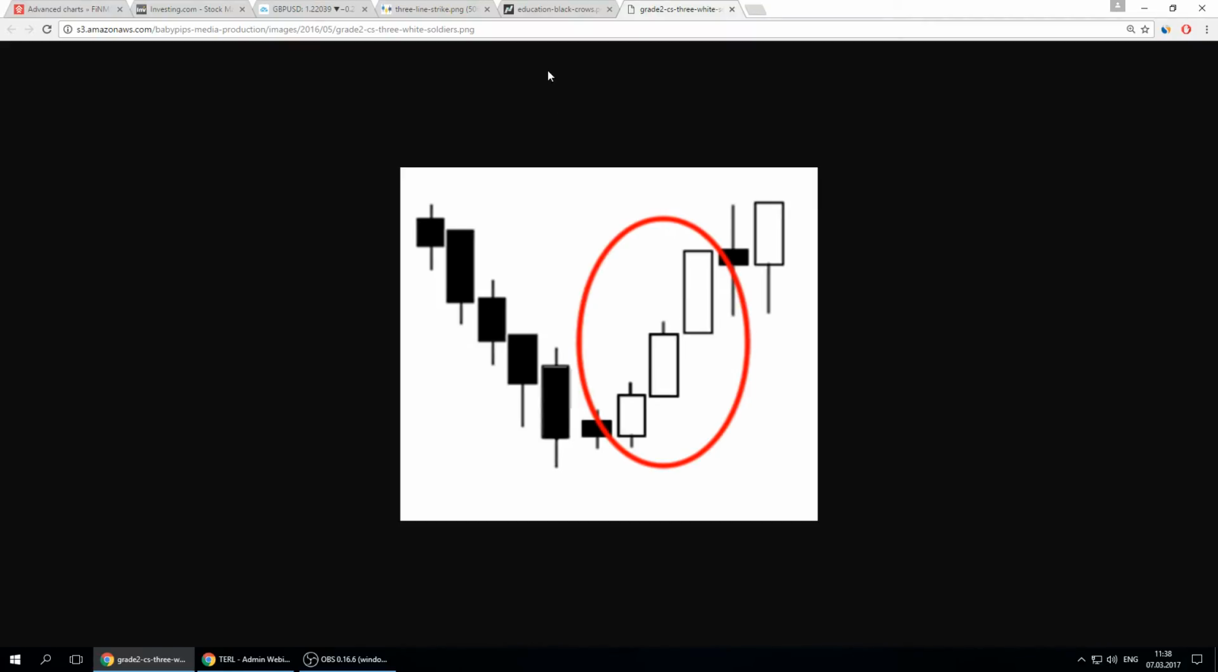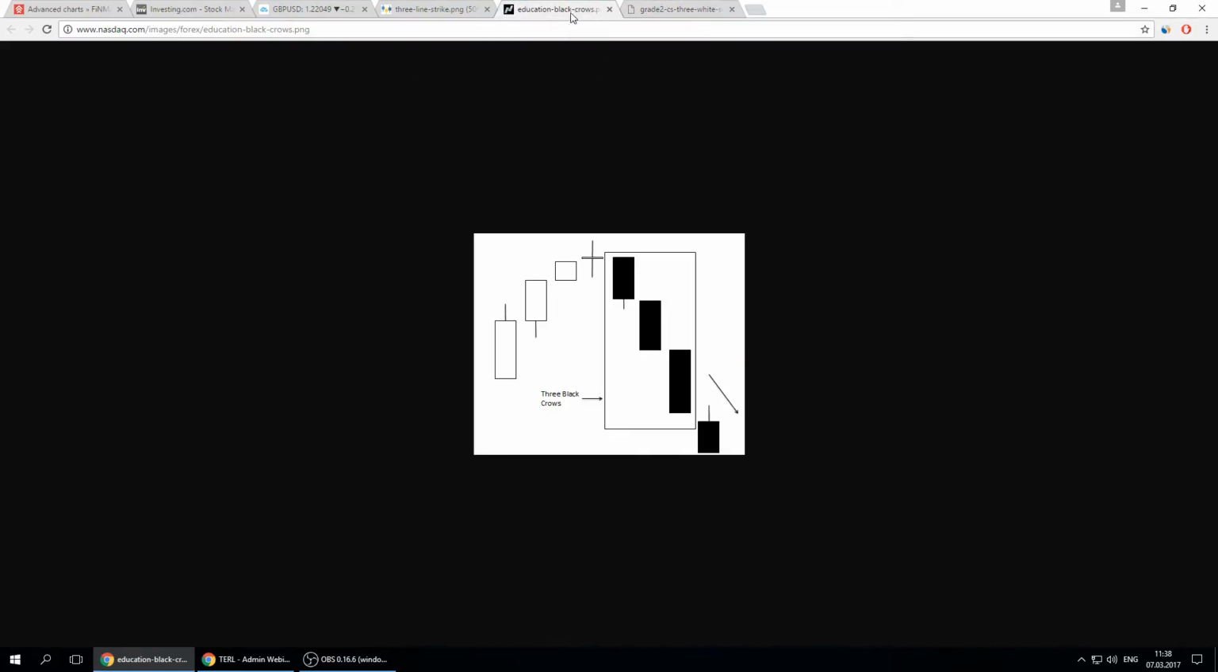So these are two patterns that look alike, but they show us different changes. The three black crows show us that the uptrend has finished, and the price can start going down. It can show us the beginning of the downtrend. So it should be taken into consideration only on the top of the uptrend.